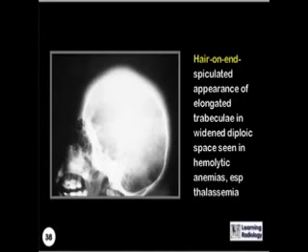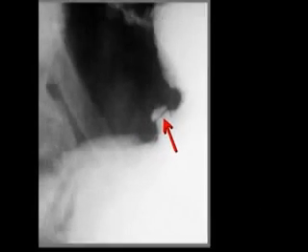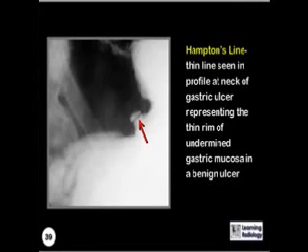What is this called? This is the hair-on-end appearance, which is the spiculated appearance of elongated trabeculae in a widened diploic space seen in hemolytic anemias, especially thalassemia, but also sickle cell disease. What is the name of that line? That's Hampton's line, a thin line seen in profile at the neck of the gastric ulcer, representing the thin rim of the undermined gastric mucosa and representing a benign gastric ulcer.